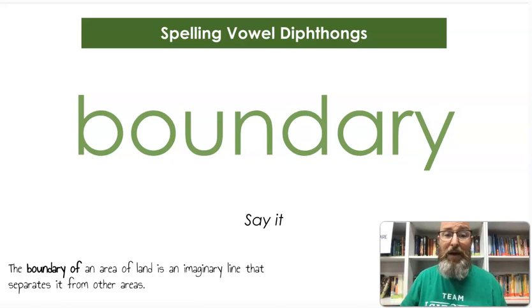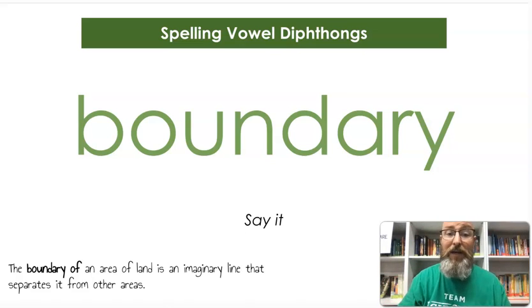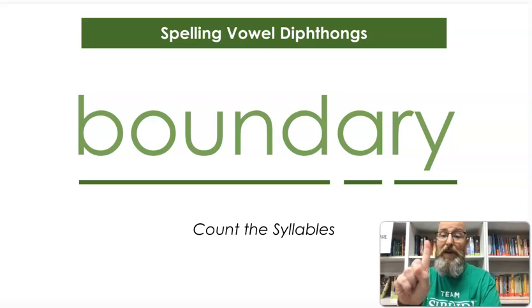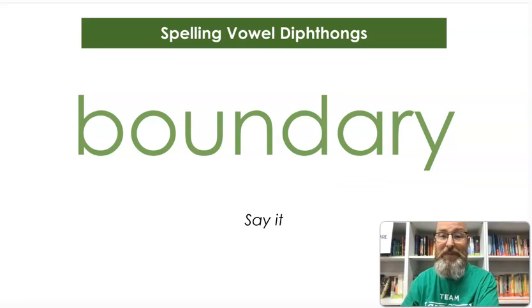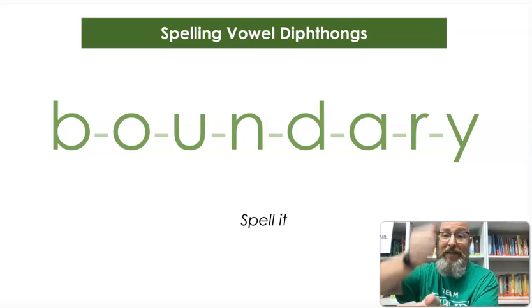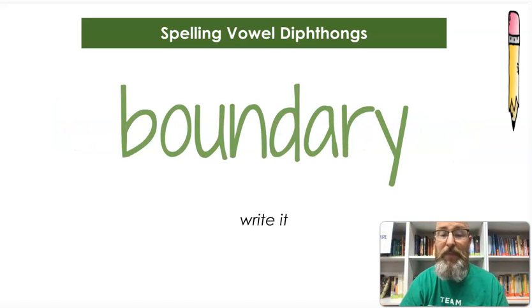Our next word is boundary. Say boundary. The boundary of an area of land is an imaginary line that separates it from other areas. Count the syllables. Boundary. Whoops, I did it wrong. Boundary. Boundary. Spell it. B-O-U-N-D-A-R-Y. Boundary. Write it.